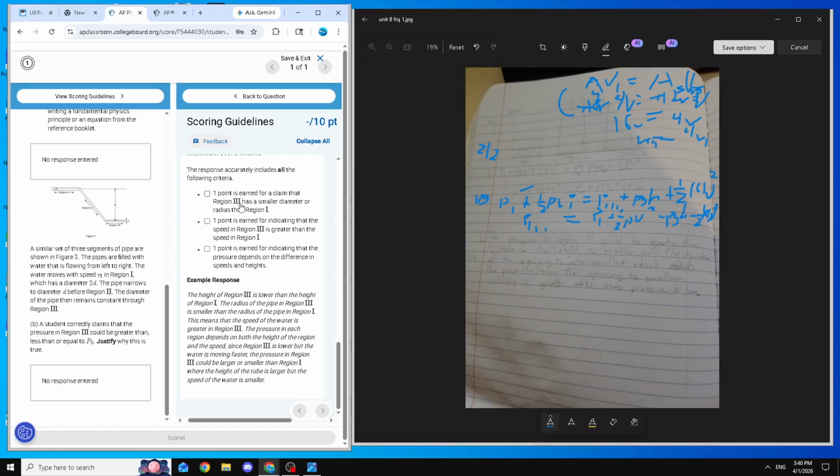You get 1 point for claiming that region 3 has a smaller diameter or radius, which I did. I got 1 point for indicating that the speed in region 3 is greater than the speed in region 1. And 1 point is earned for indicating that pressure depends on the difference in speed and height, where I said the height. And so I got 3 out of 3 for this. And so I got 6 out of 10 for this.